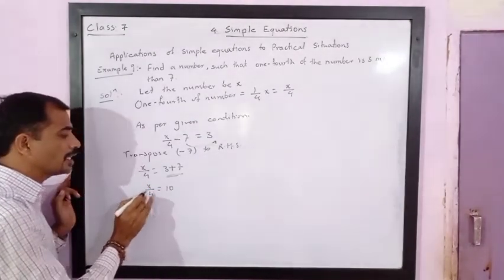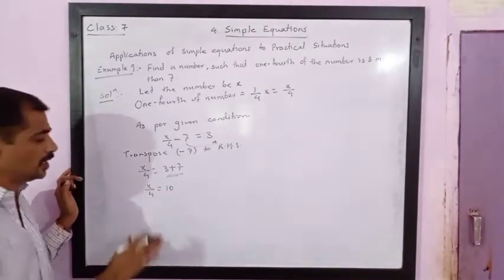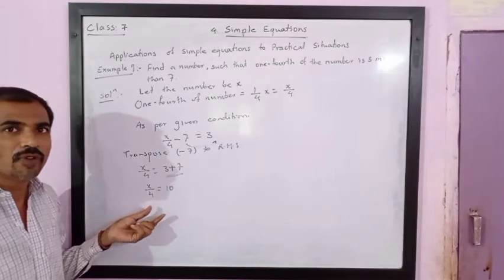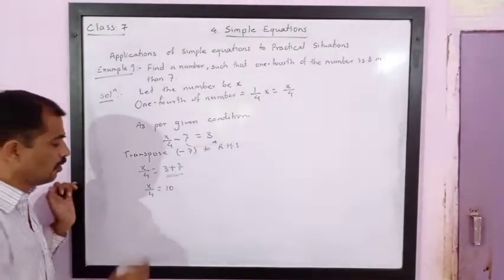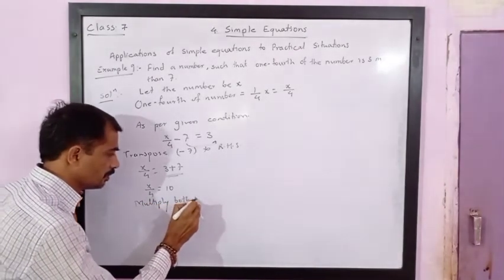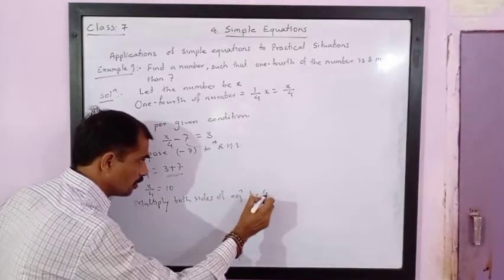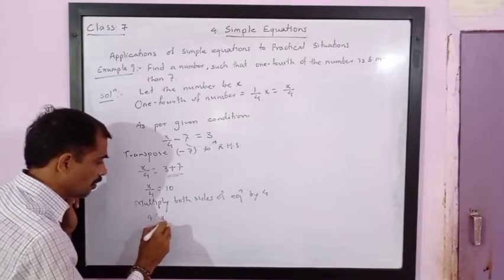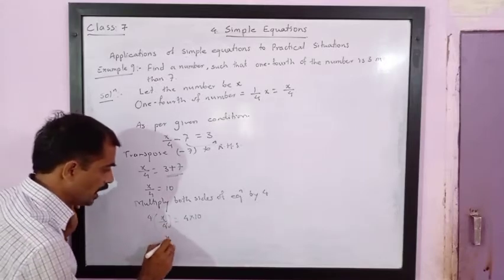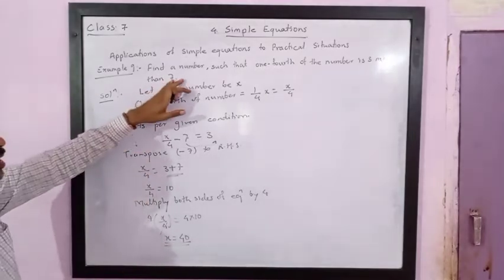Now we have got x upon 4 is equal to 10. If you multiply both sides of the equation by 4, equality remains equality. In order to eliminate this 4, which is dividing on the left hand side, we multiply both sides of the equation by 4. You will get 4 multiplied by x upon 4 is equal to 4 multiplied by 10. So this 4 will eliminate this 4, you will get x is equal to 40. So x is equal to 40 is the solution.